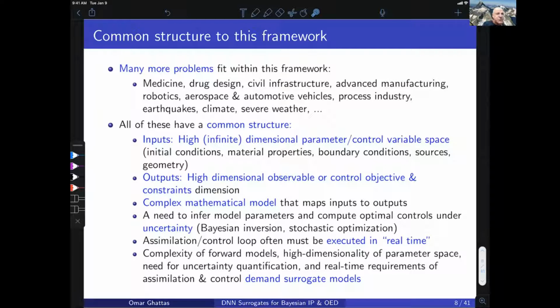They all have a common structure. The parameter field typically is a discretized infinite dimensional parameter field: initial conditions, material properties, boundary conditions, sources. I think we gave examples of all of those except for the geometry. You could have geometry as well. The outputs are also high dimensional. In the case of the InSAR, we had a surface velocity field, so it was effectively an infinite dimensional field.